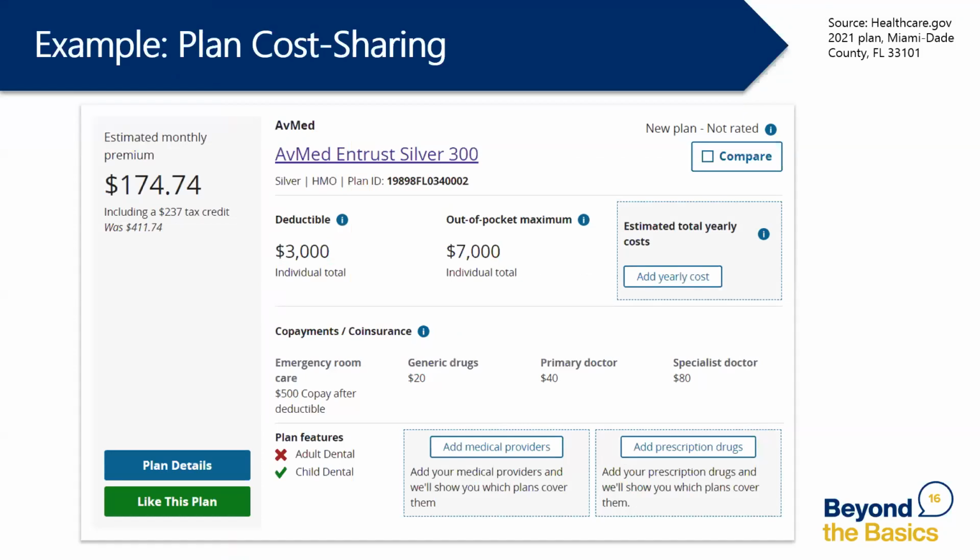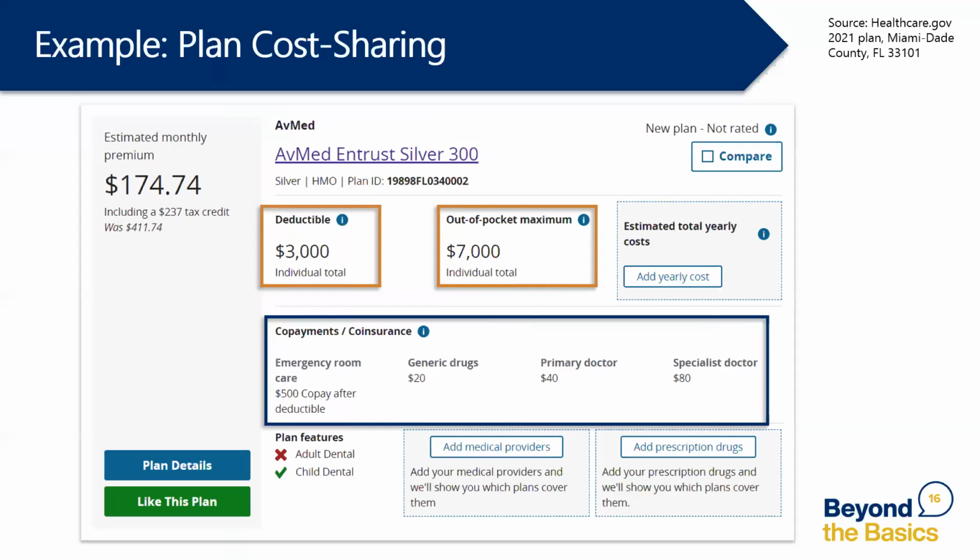Now let's go a little deeper into how cost sharing works by looking at one specific plan from Miami-Dade County, Florida. This plan has a $3,000 deductible and a $7,000 out-of-pocket limit. It also looks like this plan covers some healthcare services before the deductible is met, while other services are subject to the $3,000 deductible. In this plan, generic drugs, primary care visits, and specialist visits appear to not be subject to the deductible, but they do have a copayment. While emergency room visits are subject to the deductible and have a copayment after the deductible has been met.